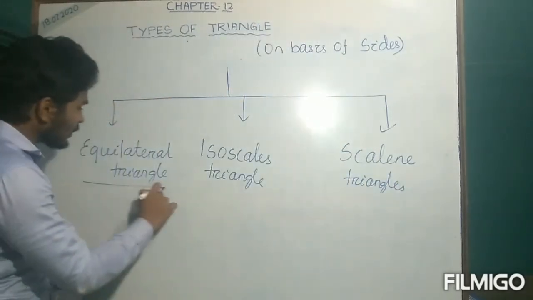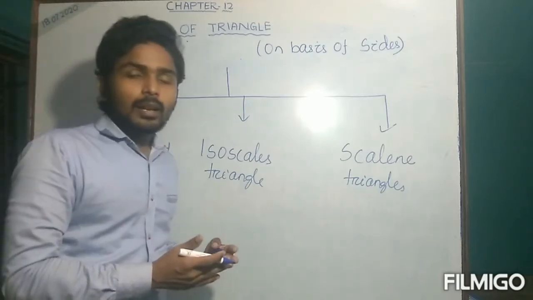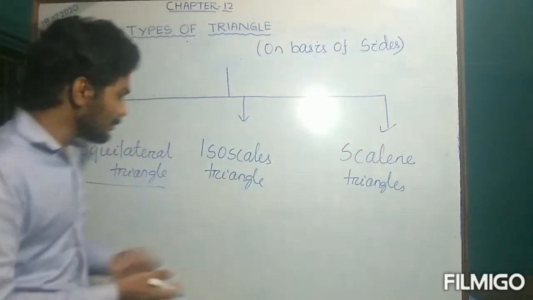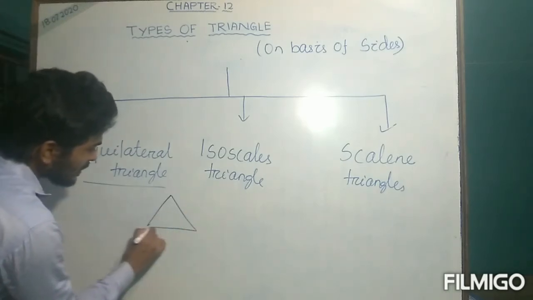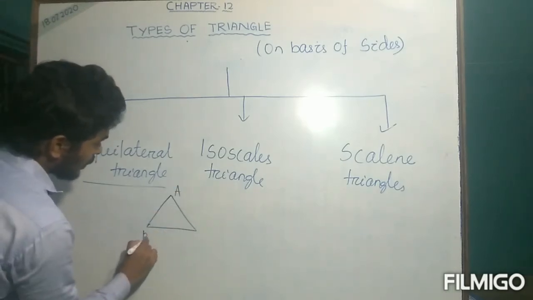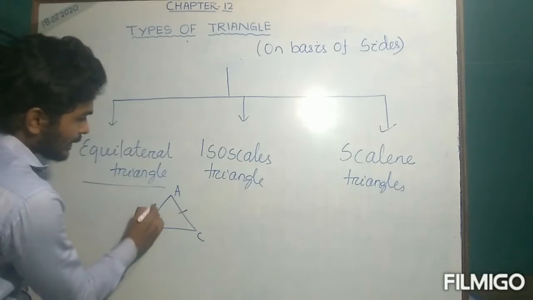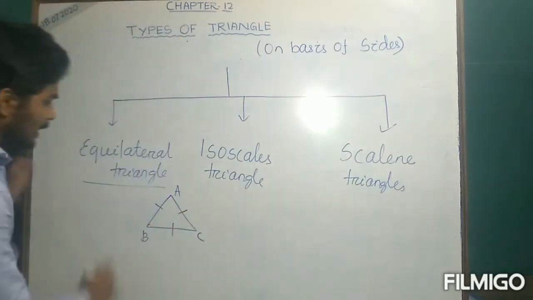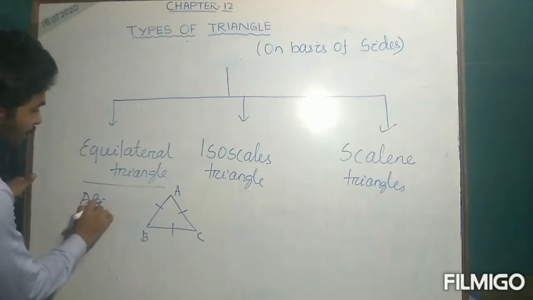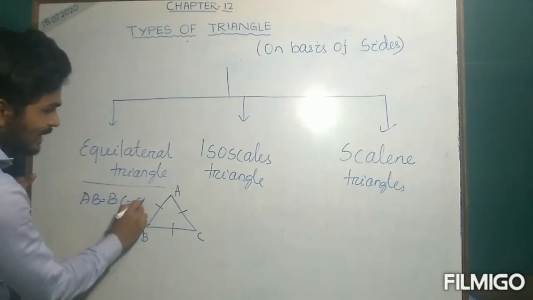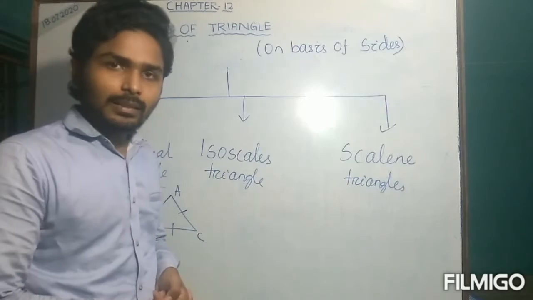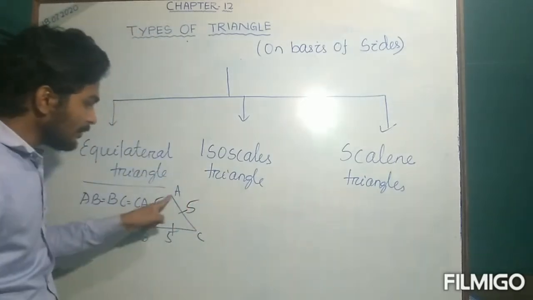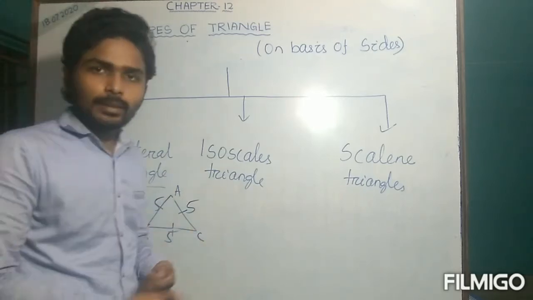Okay, so what is an equilateral triangle? A triangle, if all the sides are of equal length, is called an equilateral triangle. So any triangle having all the sides equal, this and this, three sides are equal, then it is called an equilateral triangle. So here you can say AB is equal to BC is equal to CA. Okay, so if it is 5, then it should be 5, 5. If it is 10, then it should be 10, 10.